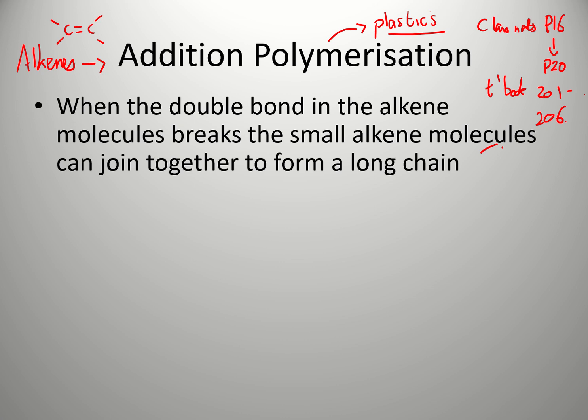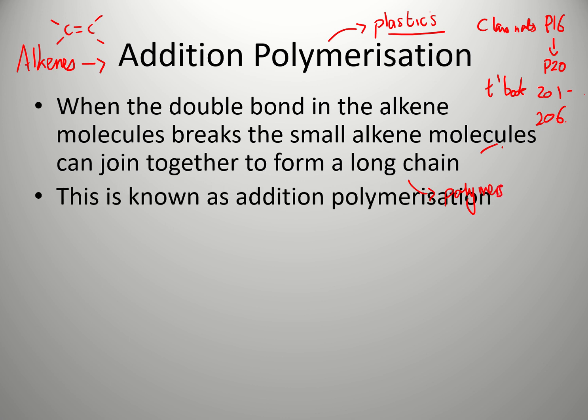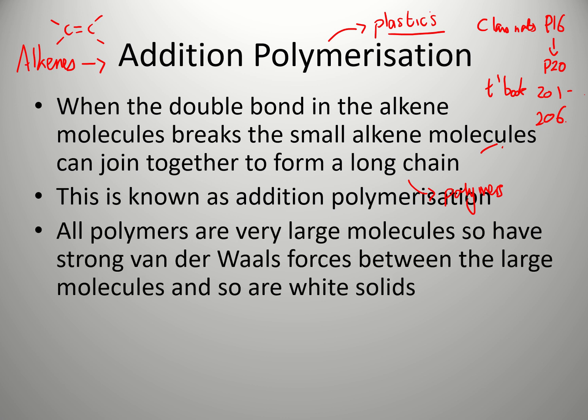So this is when the double bond of an alkene molecule breaks, okay, and what happens then is that these little small alkene molecules all join together and they form a big long chain. And those big long massive chains, you're talking thousands upon thousands of these molecules joining together, forms what we call the polymer. Okay, so it's called addition polymerization for the simple reason that you're just adding the molecules together. One adds to another, to another, to another, and so on and so forth.